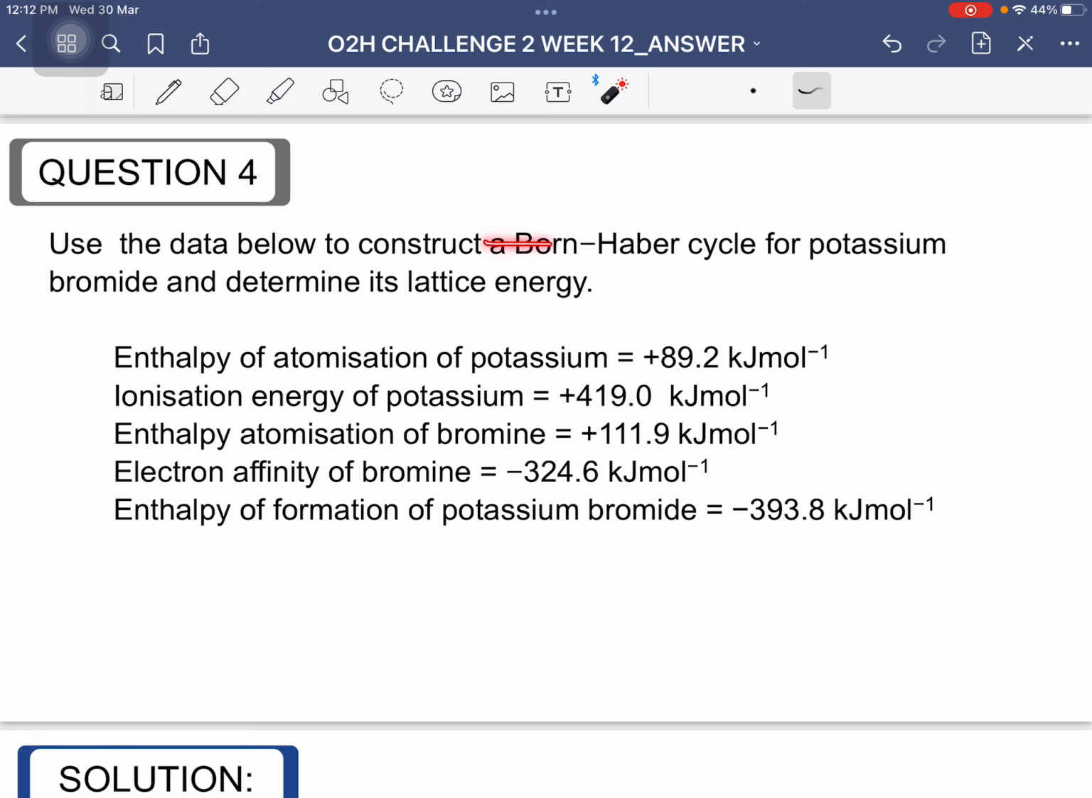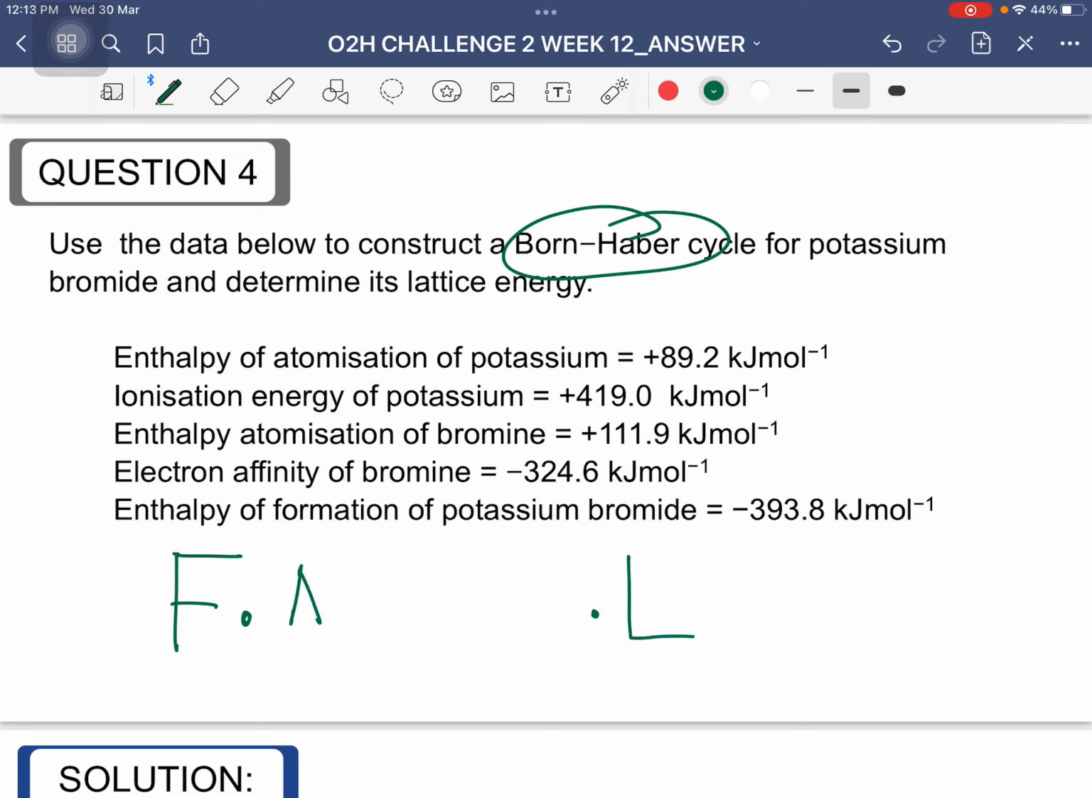Menggunakan data ni, Born-Haber cycle for potassium bromide, determine lattice energy. Okay, kita ada atomization potassium, energy ionization potassium, atomization bromine, affinity bromine, enthalpy formation. So kita nak apply FAIL. Bila kita nak buat Born-Haber, remember we are doing FAIL. Buat dulu formation and then buat lattice, barulah diikuti dengan atomization, ionization energy and electron affinity.